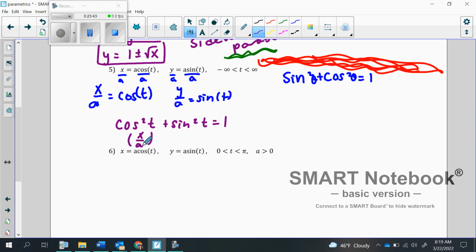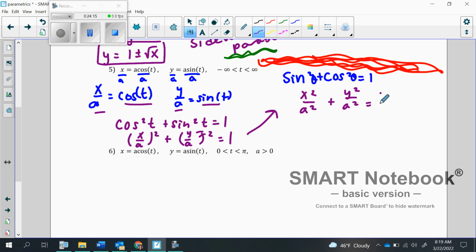So x over a squared, we can actually replace cosine of t with x over a, just don't forget to square it, plus, what is sine of t? Well, sine of t is y over a. Just don't forget to square it. We know that it has to equal 1. Let's clean this up a little bit. So I'm distributing the squared. So I'm going to get x squared over a squared plus y squared over a squared equals 1.